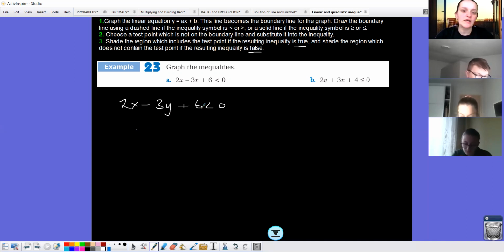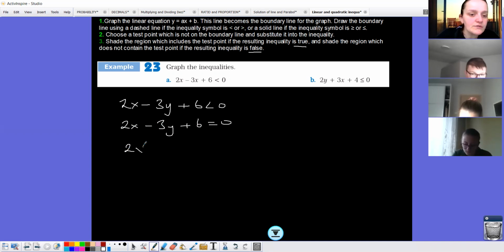Now I am writing this one with inequality: 2x minus 3y plus 6 is less than 0. Then I will write in standard form. The standard form of a line is y is equal to ax plus b. You can write in that form or you can leave it in this form. Both of them are possible.